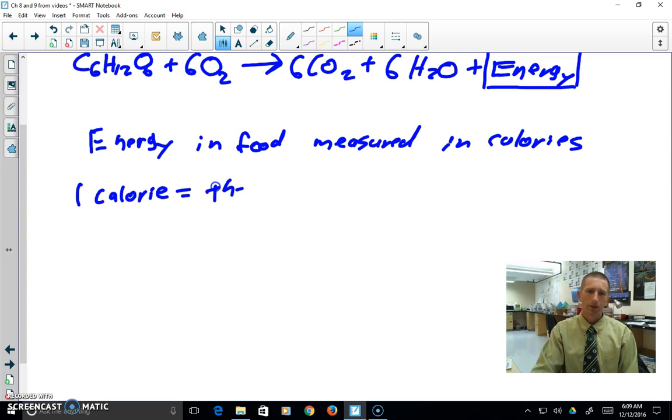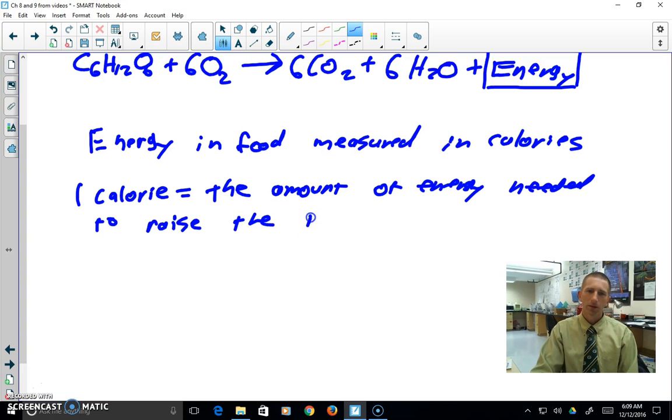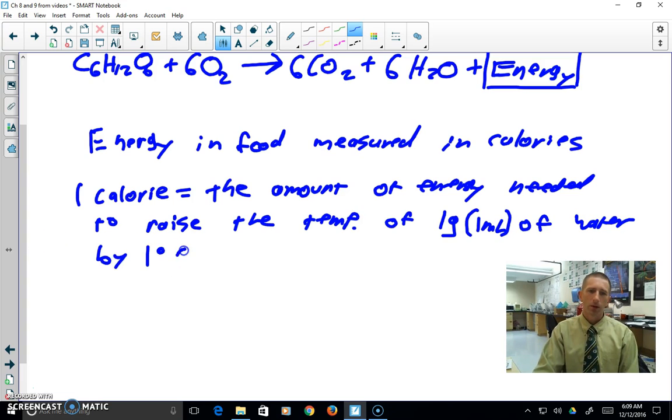So the amount of energy needed to raise the temperature, I'm just going to abbreviate it, the temperature of 1 gram, or we remember from our volume lab all the way back in chapter 1, right? 1 gram of pure water is the same as 1 milliliter of pure water, right? So the temperature of 1 gram of water by 1 degree Celsius.